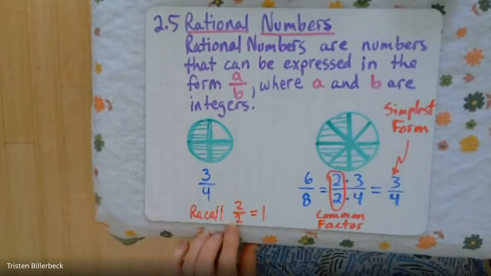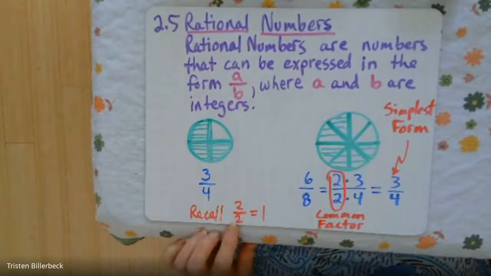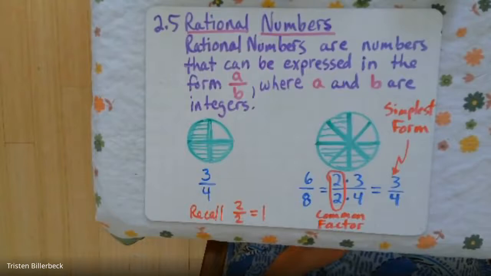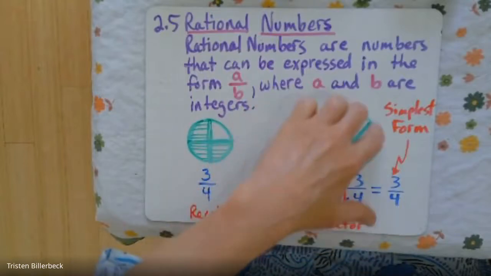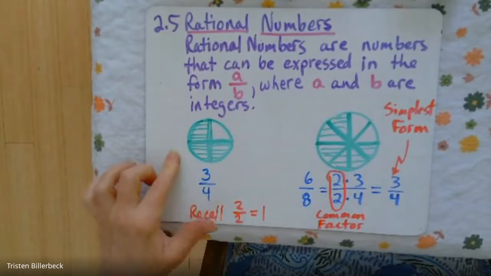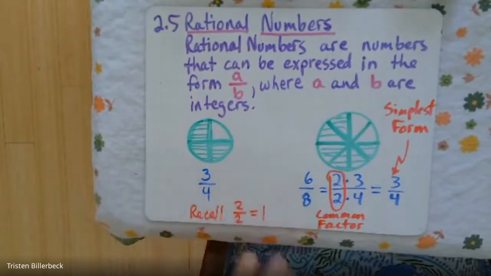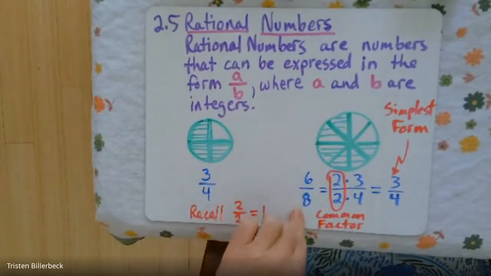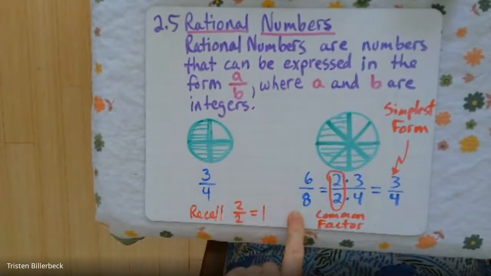Now, let's recall that 2 divided by 2, or 2 over 2, equals 1. If we have the same pie, but we had a few more people over, so we had to cut smaller pieces of pie, and we made 8 sections now instead of 4. And our guests ate 6 of those sections. So 6 out of 8 pieces of pie were eaten.